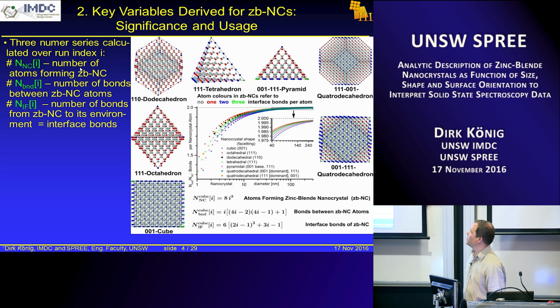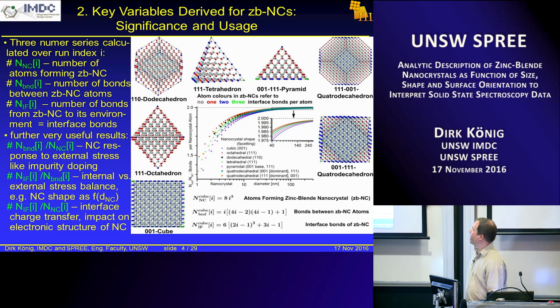And what we derive there is 3 analytical number series per crystal type. The first one is the number of atoms forming the entire nanocrystal. The second one is the number of bonds forming the entire nanocrystal. And the third one is the number of interface bonds, so basically connecting the nanocrystal to its exterior.